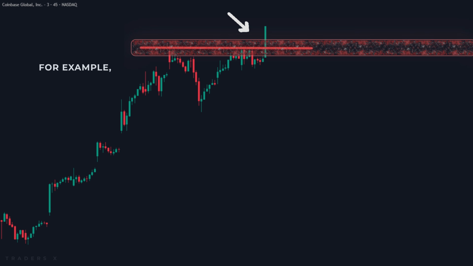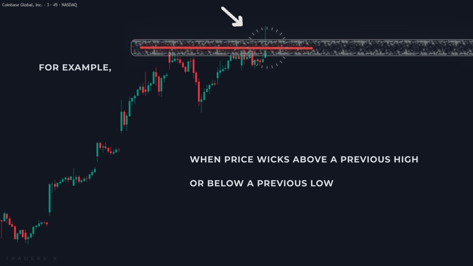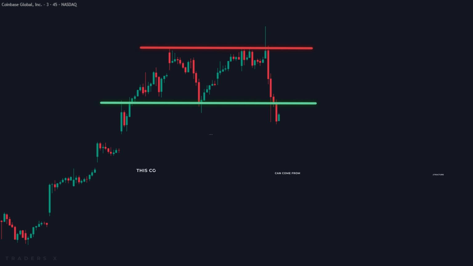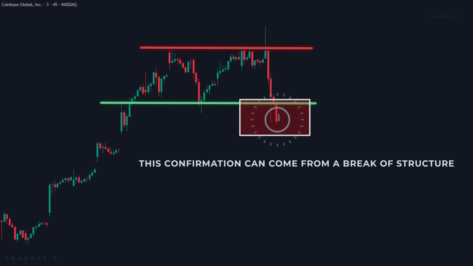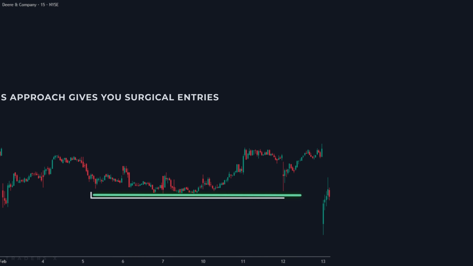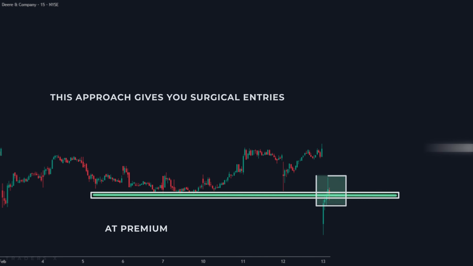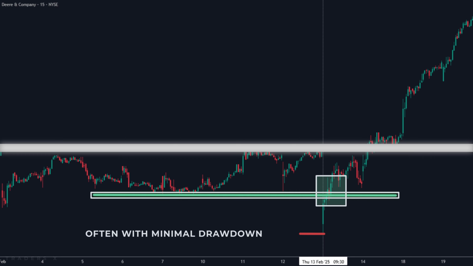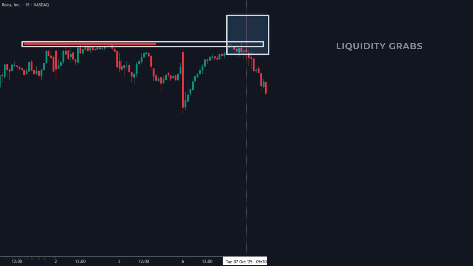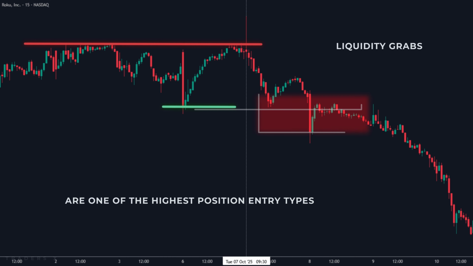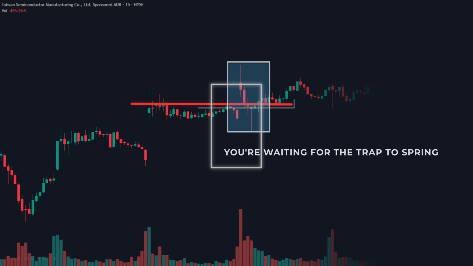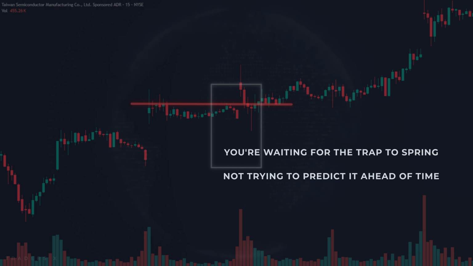For example, when price wicks above a previous high or below a previous low, and then look for confirmation in the opposite direction. This confirmation can come from a break of structure or clear displacement, which shows a decisive shift in momentum. This approach gives you surgical entries at premium or discount levels, often with minimal drawdown, because you're entering right as the market flips control. Liquidity grabs are one of the highest precision entry types, but they demand patience and timing. You're waiting for the trap to spring, not trying to predict it ahead of time.